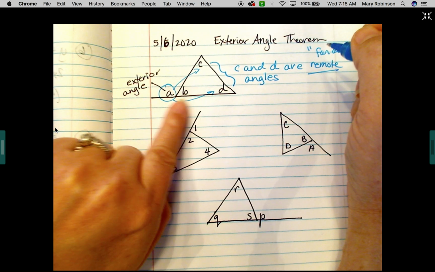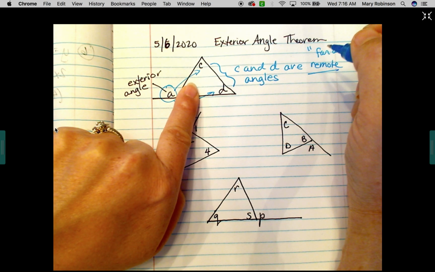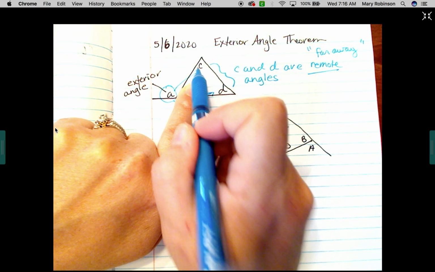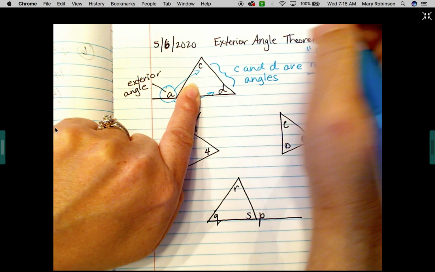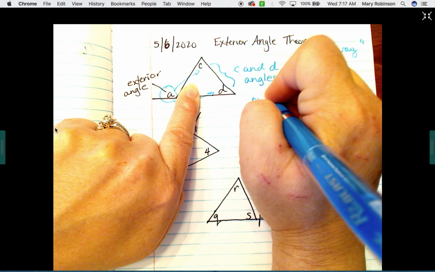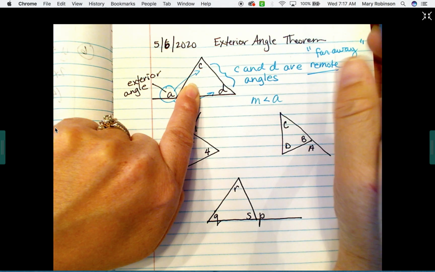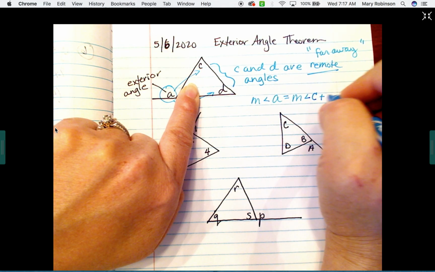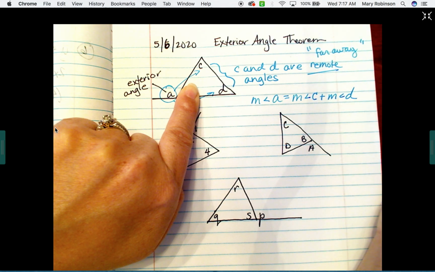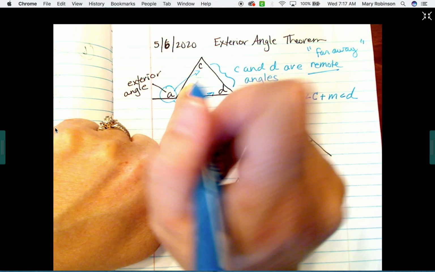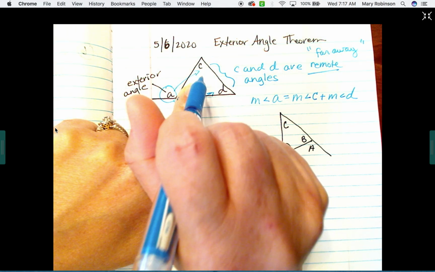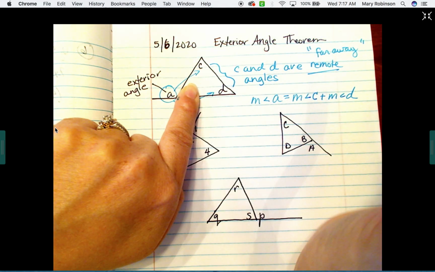So what I'd like you to do is right beside this exterior angle, cover up the one right beside it, and then you'll see that the two left are C and D. So in other words, the measure of angle A, and M is for measure, the measure of angle A will equal the measure of angle C plus the measure of angle D. The measure of angle A will equal the sum of the two remote interior angles, C and D.